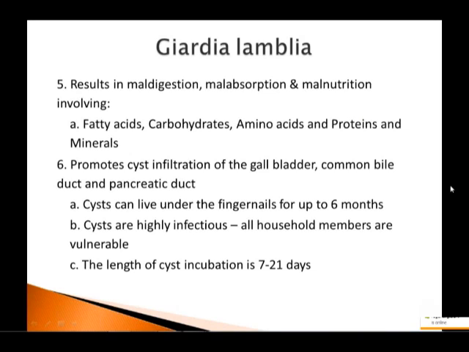And long-standing Giardia infections can cause all kinds of mineral, protein, and vitamin deficiencies. It can infiltrate into the bile ducts of the body as well as the pancreatic duct, so it can affect pancreatic enzyme output. One interesting thing to note about Giardia is it's highly infectious within the household.